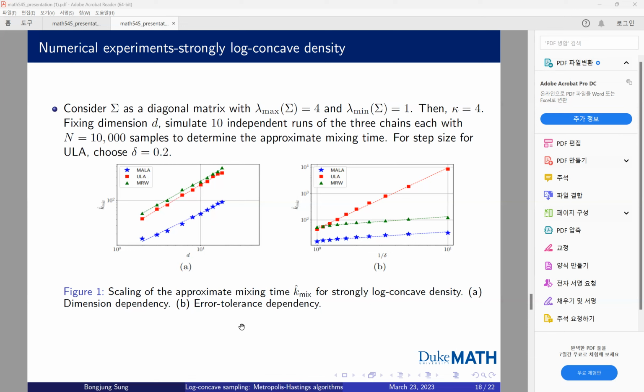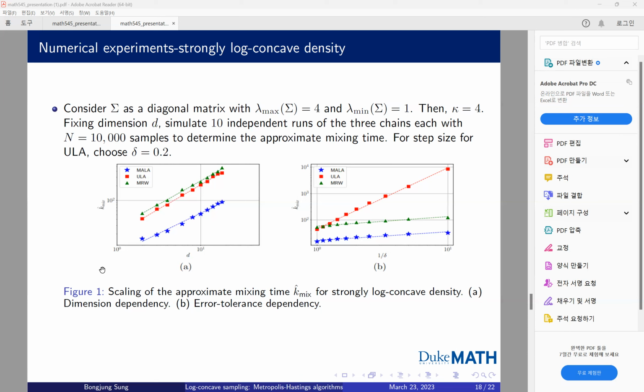And we clearly see that, I also note that the curves are obtained by regressing mixing time on d and 1 over delta. So from figure A, the computations reveal that the dimension dependency of MALA, ULA, and MRW are all close to order of d, while figure B shows the dependency of approximate mixing time on the inverse error, 1 over delta, in log scale.